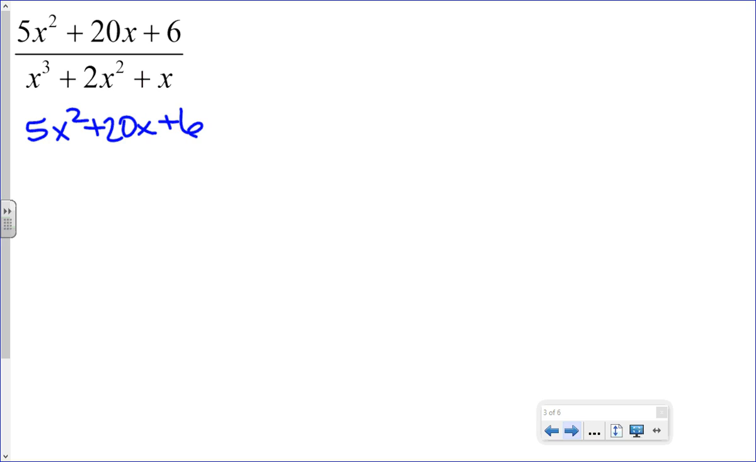It is not necessary to factor the numerator, but it is necessary to factor the denominator. Eli, how do we factor the denominator? Take out an x. To what? You're not wrong. x plus 1 times x plus 1. Okay, so this can become x times x plus 1 the quantity squared.